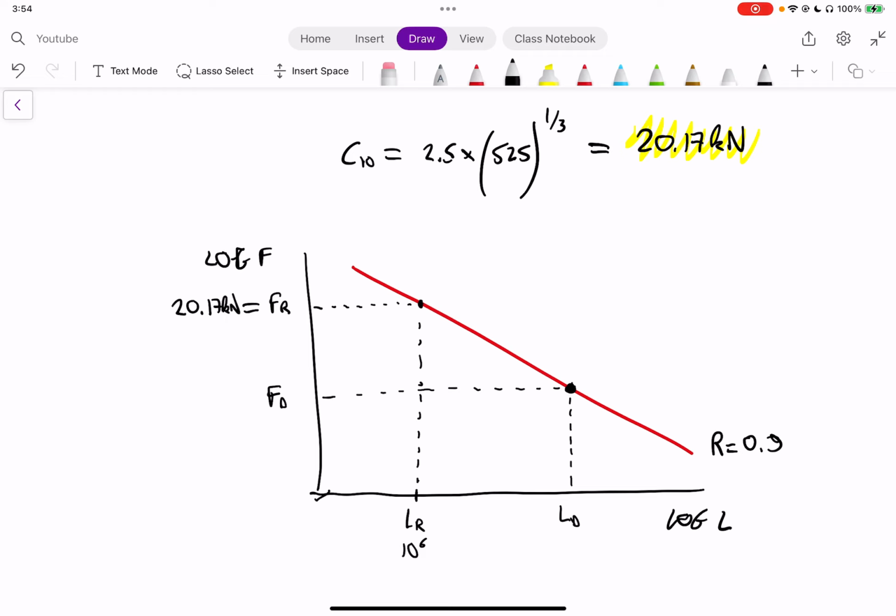Okay, so we can use the equation or the graph. The graph is just a visual representation of the equation.